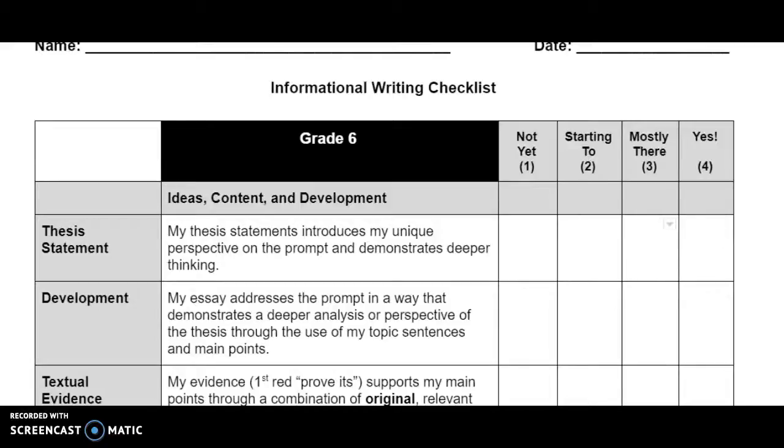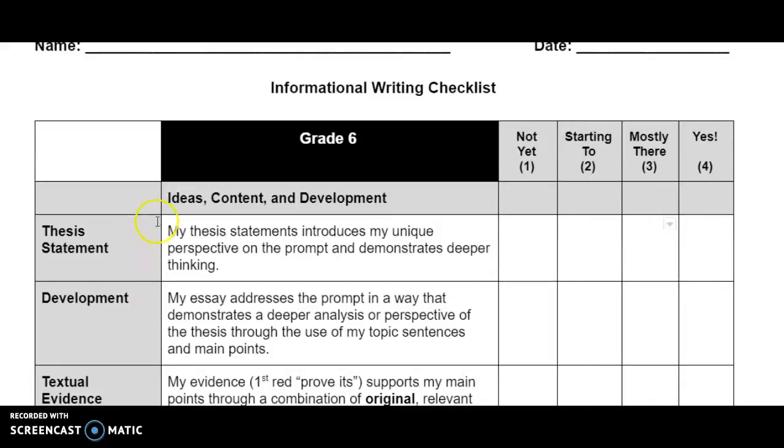We're going to be looking at our informational writing checklist right now to understand how to use this tool. This is a tool that you will use to get formative feedback on your Odyssey essay. So I want to make sure you understand how and why we use this tool, so that when you go back to your own essay, you can get some good feedback for yourself. Okay? So to do so, we're going to look here.